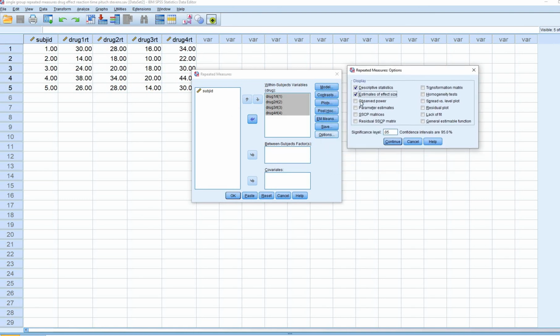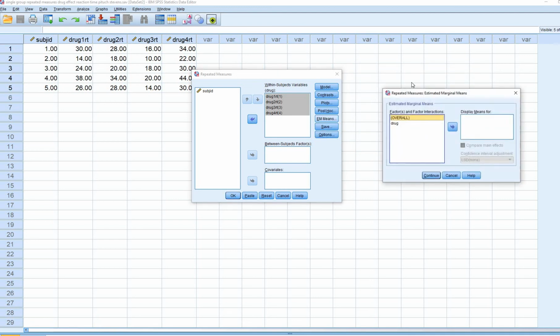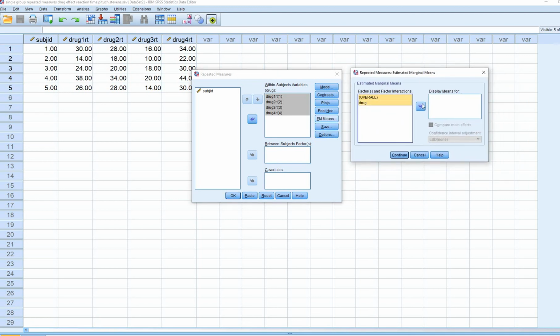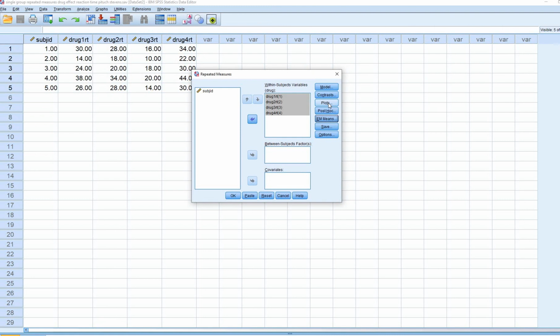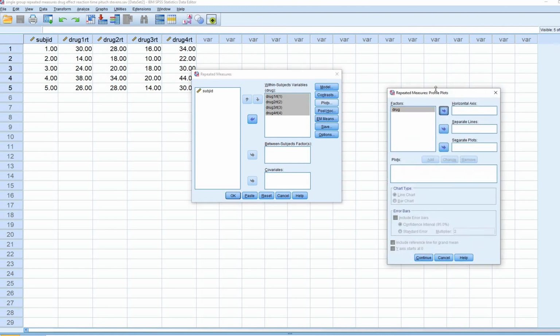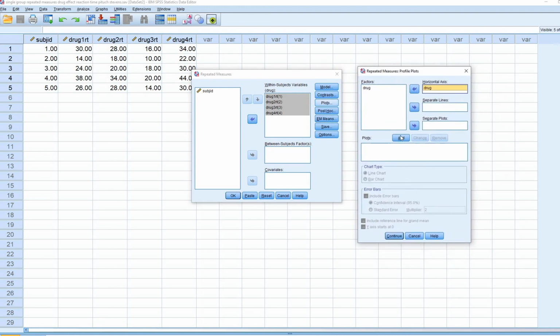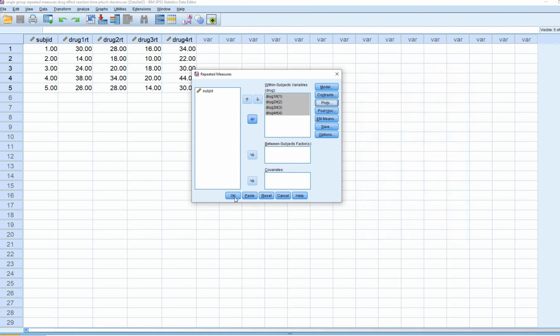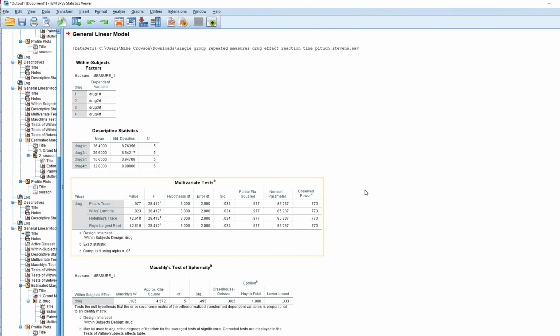And then we'll go ahead and select all the previous options that we had selected before, pretty much. So descriptives, effect size, power under options. Under EM Means, estimated marginal means, we'll select overall and drug, move them over. We'll compare main effects and select Bonferroni right here and then continue. Under plots, I'm going to move drug over right here and click on Add, and for this example we'll select bar chart and include error bars, then click on Continue and then on OK to get our results.